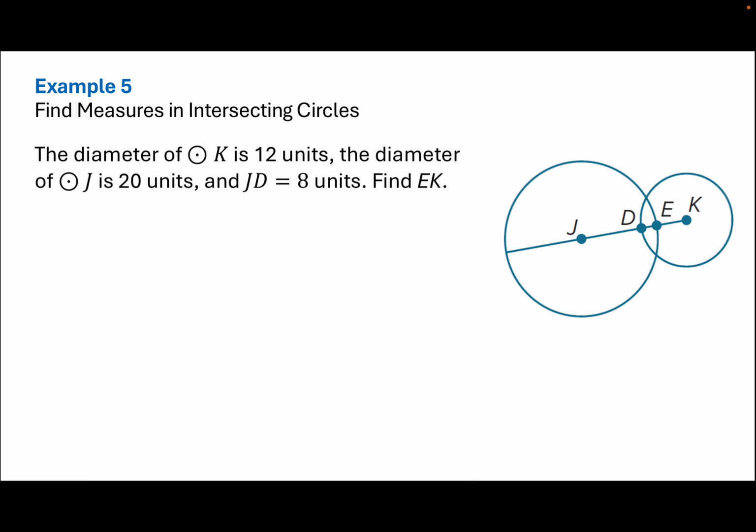All right, and then I have a last example. We're trying to find the measures of the intersecting circles. They're telling us in this example that the diameter of circle K is 12 units. Well, diameter, once again, goes from end to end through the center, so the diameter is 12. So this whole distance from here to here is 12 units.